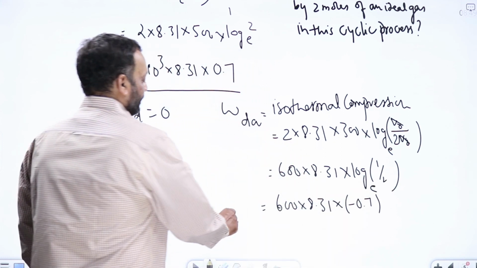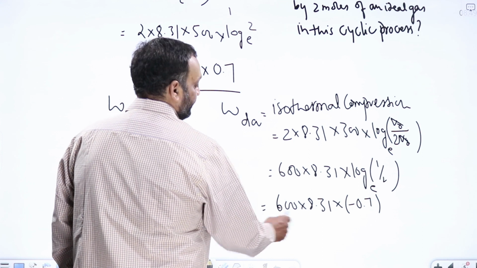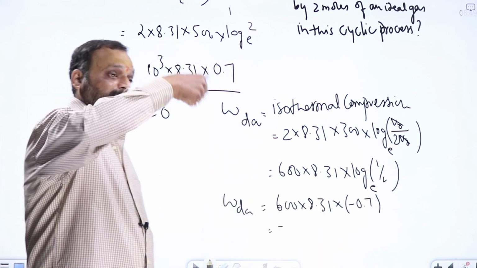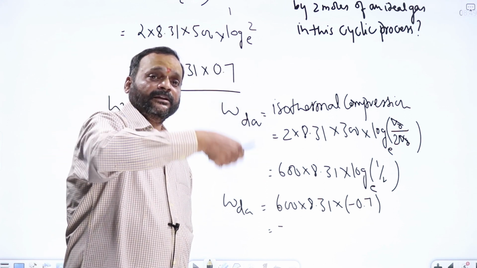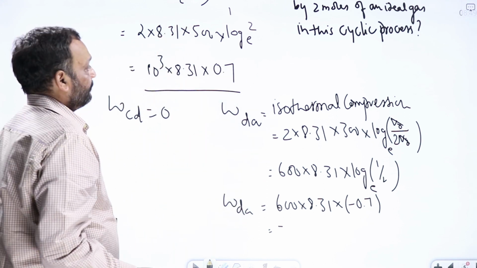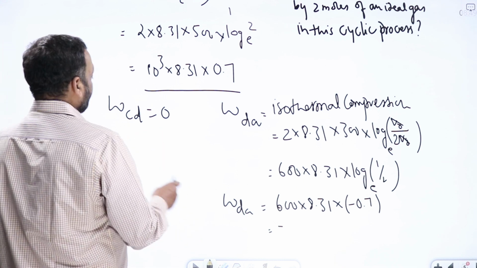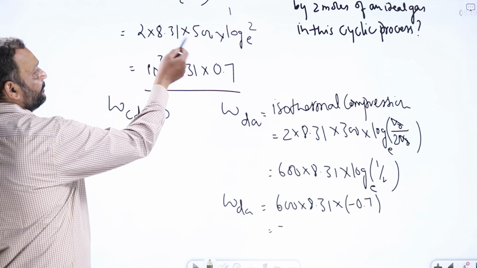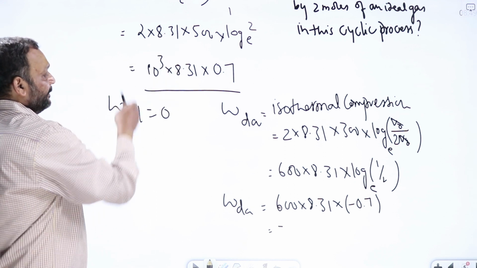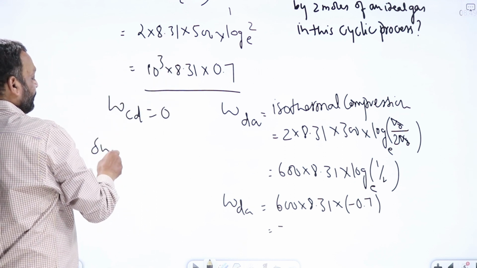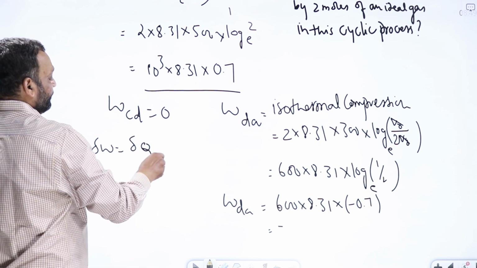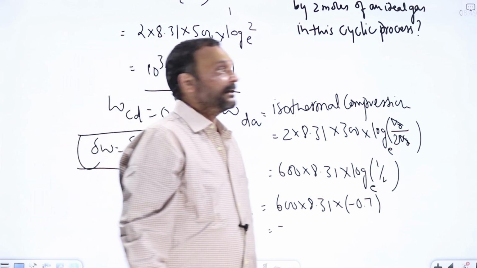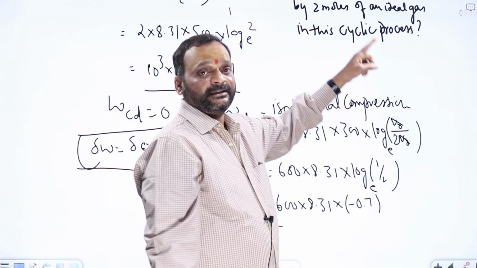Okay, so the work done W_DA, you are getting a negative sign here. Negative work means what? Work is done on the system. It is an isothermal compression. So what is the total amount of work done? Total work done is W_DA plus W_CD plus W_BC plus W_AB. Simply add them. That gives you total work done, which is nothing but delta Q, the amount of heat absorbed by the gas in the cyclic process, A, B, C, A, D.